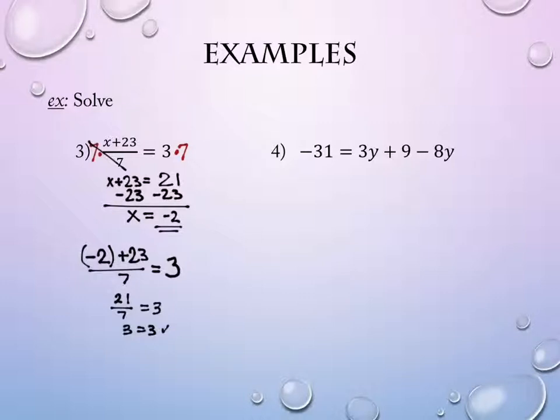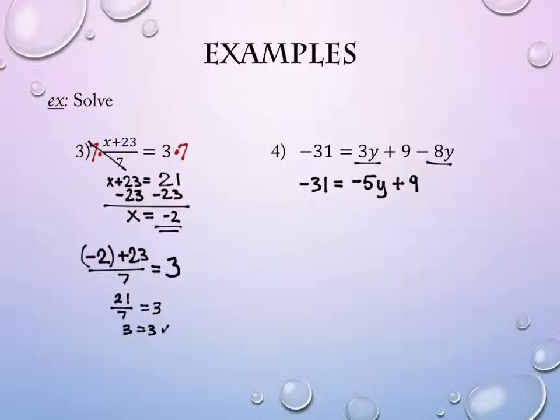So if you take a look at number 4, I've got some multiplication of variables times coefficients. I've also got some addition and subtraction. But before I can start with any of that, I've got 2 pieces on the right-hand side that can be combined because they're like terms. What 2 pieces on the right-hand side are like terms? Yeah, the 3y and the -8y. So I've got the -31 still on the left, and then I can combine. What is 3y minus 8y? Right, -5y. And I still have the plus 9.